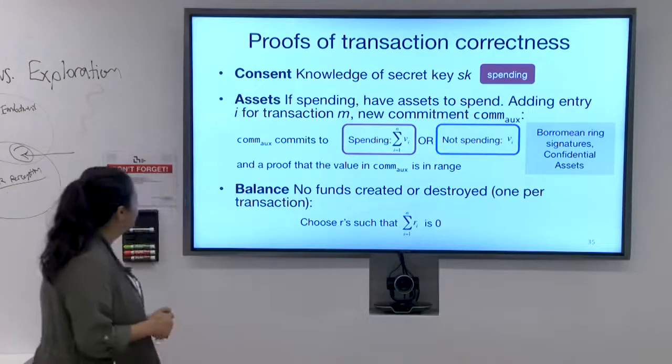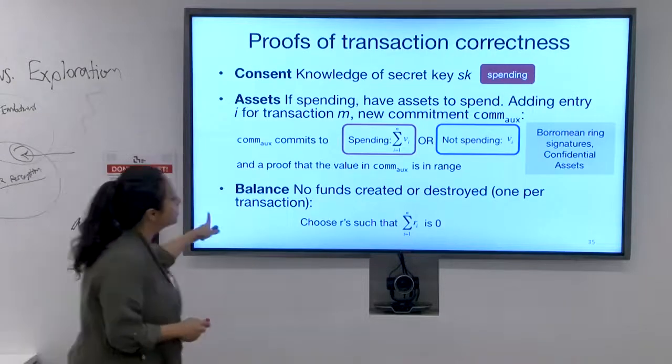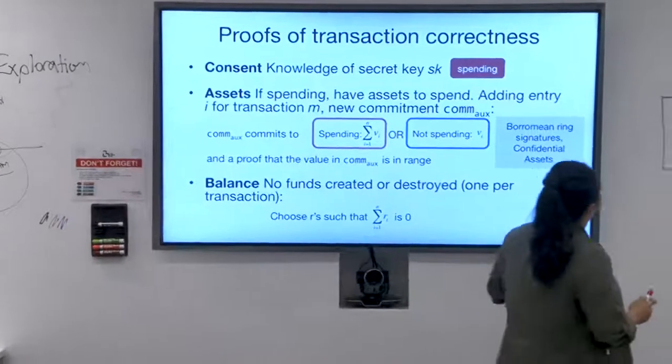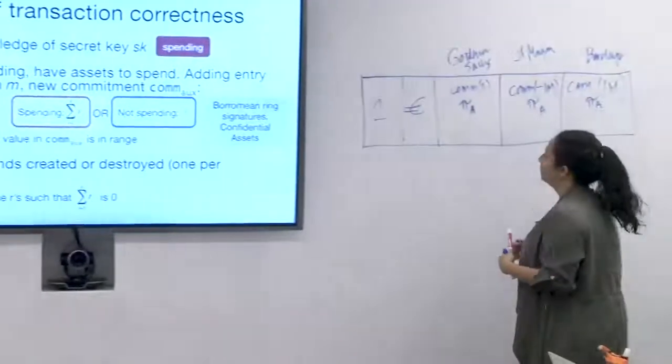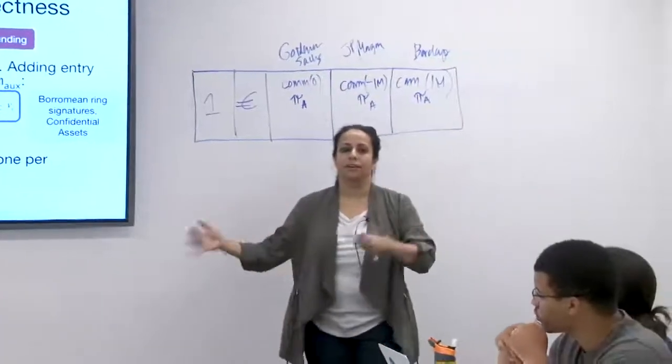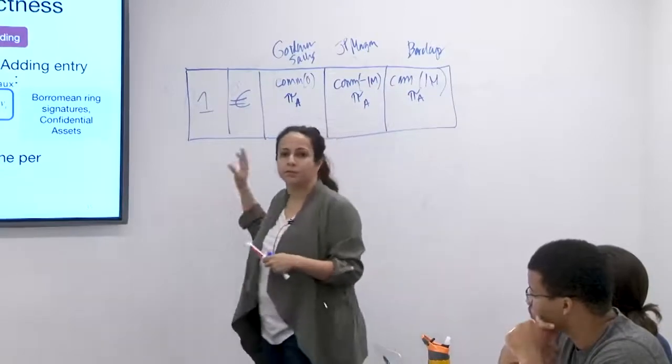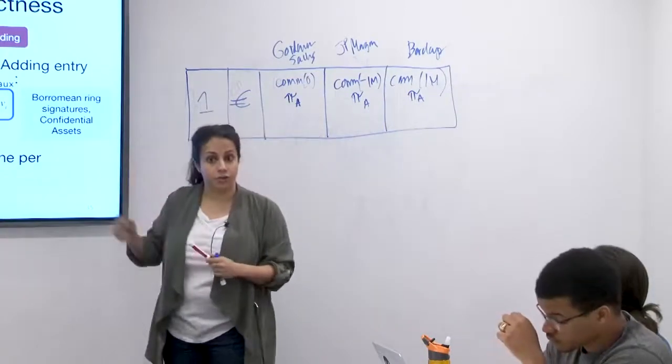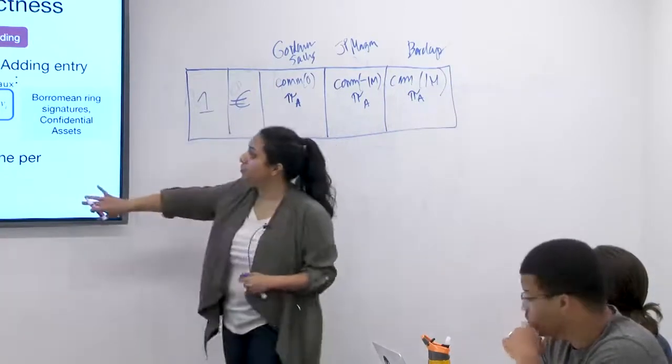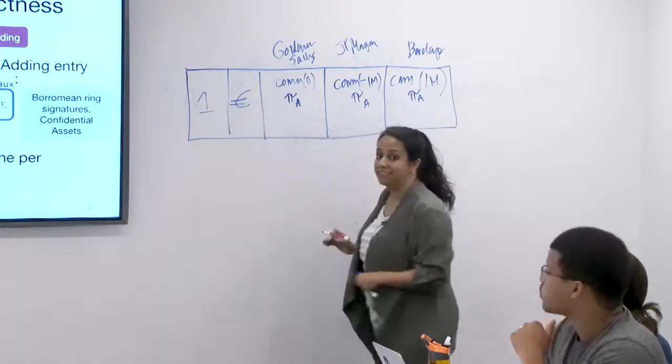Then the next thing is balance. And I think this one is illustrative because it shows that sometimes you have a proof not by creating an additional binary string, but by the way you choose things in your transaction. So the way that you prove that no funds are created or destroyed is as follows.